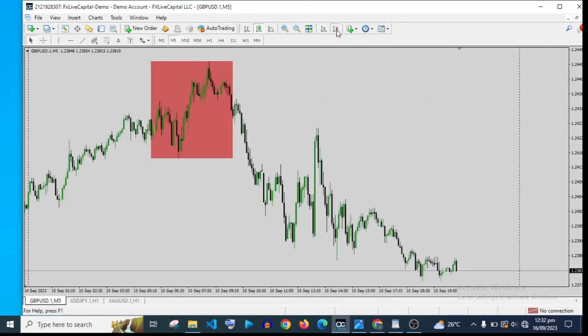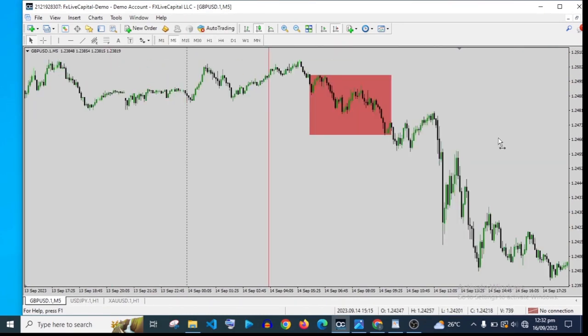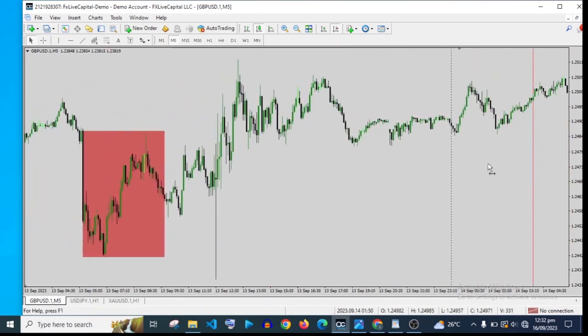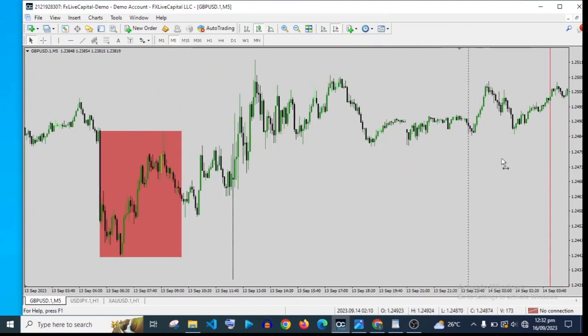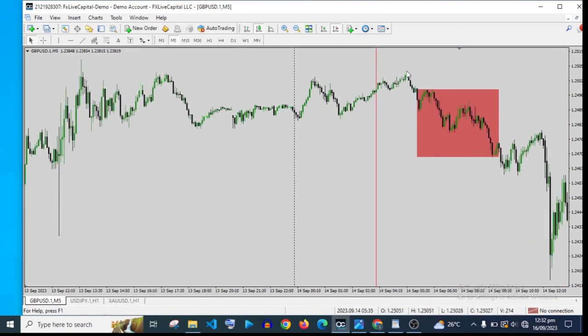So let's also go like this, come back. So this is the point here. So this is what we've seen. Now, remember the price has to sweep the high of Asia. So this is the high of Asia here. So price needs to sweep the high of Asia here. So let's wait for that to happen.